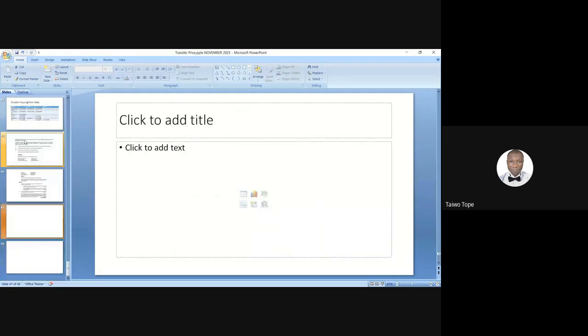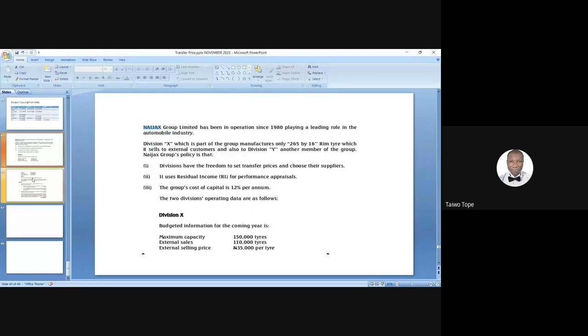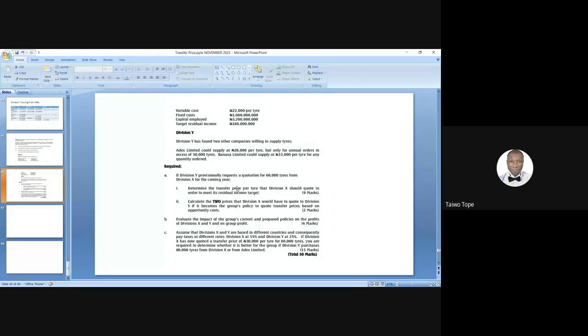let's see what the question is saying. Determine the transfer price per tire that division X should quote in order to meet its residual income target. That transfer price is 29,900, 9 marks, free of charge. So if you go to May 2024, you see another free mark there. Once you have this knowledge, you just embrace the mark without much delay.